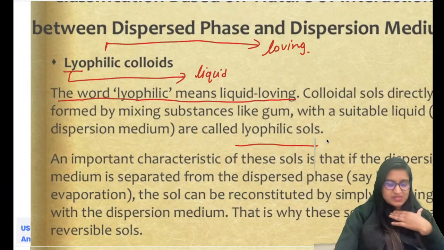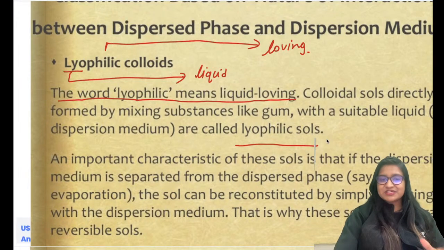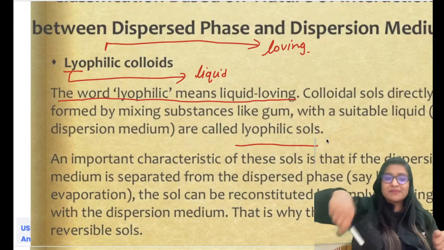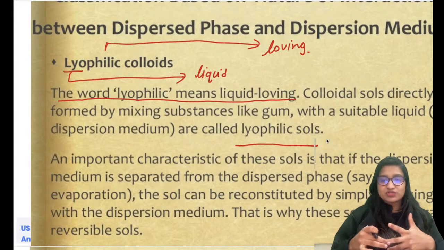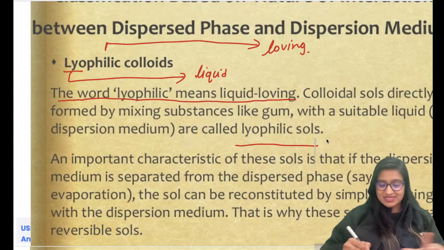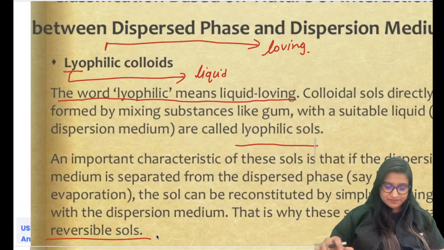So an important characteristic of these sols is that if the dispersion medium is separated from the dispersed phase, the sol can be reconstituted by simply remixing the dispersion medium. That is why these sols are also called reversible sols.